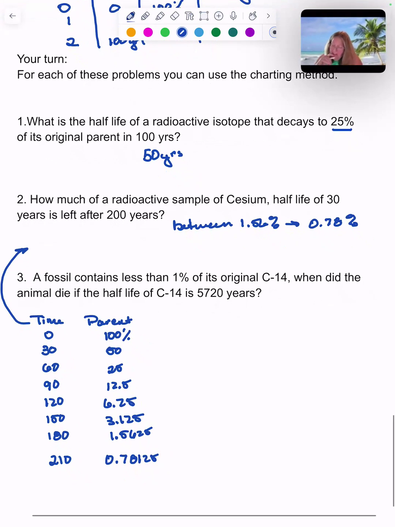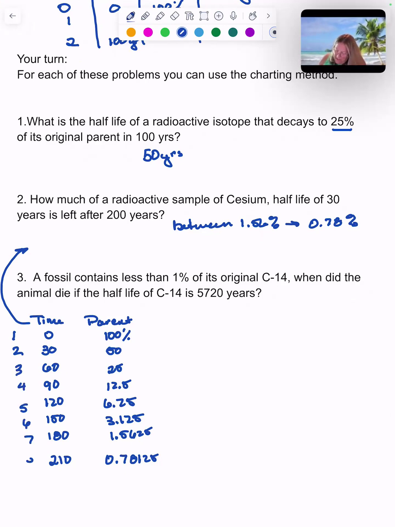Okay, let's look at this next one. A fossil contains less than 1% of its original carbon-14. When did the animal die if the half-life is 5,720 years? Okay. So this is a percent. We can use this same chart here, but our time is going to be different. So we know that our parent, we want to go to less than 1%. 1, 2, 3, 4, 5, 6, 7, 8 half-lives took me to less than 1%. So it's 7 to 8 half-lives. So we're going to take 8 times 5,720. So this animal died 45,000 years ago.